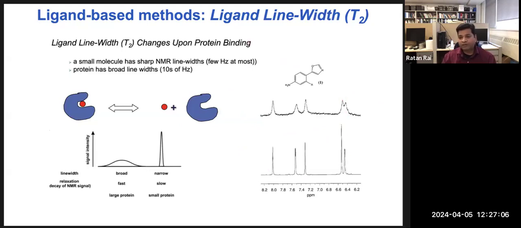So this is one example of a molecule in which they used a mixture of 10 molecules, and once they interacted with our molecule, the line was broadened out. So it can be used to screen maybe thousands of compounds using this method.